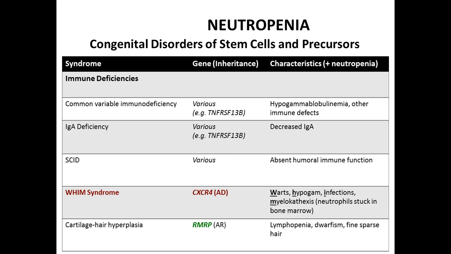And then immune deficiencies. Sung-Young Pai is going to talk about these in more detail tomorrow during her talk. But if you have problems with your hematopoietic stem cells, you're going to have problems with your neutrophils as well as other associated functions. So if you have common variable immune deficiency, that can manifest as problems with neutrophils. IgA deficiency, you can have neutropenia. Certainly with SCID, you can have neutropenia.